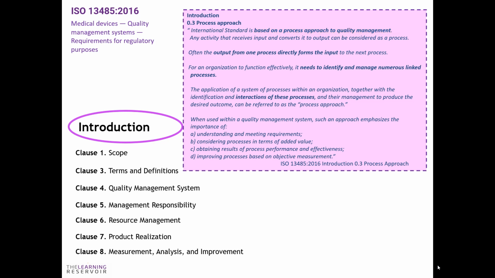It talks about what a process is: any activity that receives inputs and converts them to outputs can be considered a process. It discusses how the output from one process can become an input to another process. And it highlights how an organization must identify and manage numerous linked processes. So that is what the ISO 13485 standard is built upon, this concept of a process approach to a quality management system.